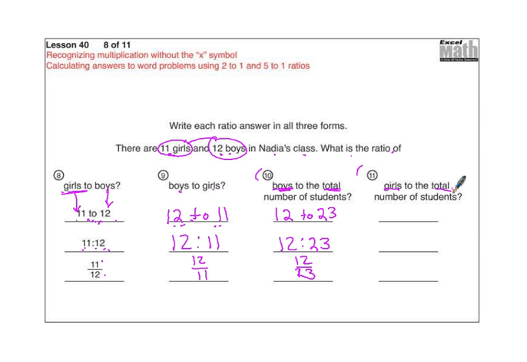Number of girls to total number of students. There are 11 girls, and there are still 23 total students. So we do this, this, and that.